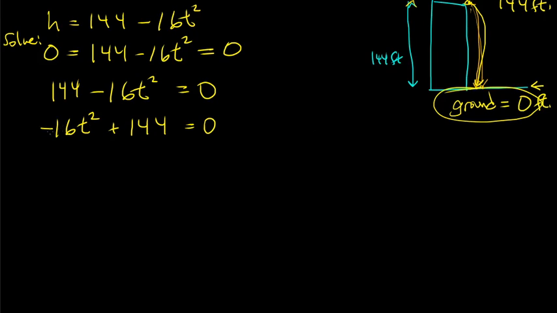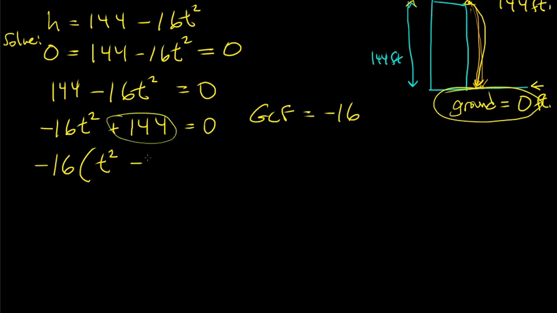And notice that it's just two terms, right? So we're not going to use the AC method here because there's only the two terms. How do we factor this over here? Okay, so hopefully you remember the first thing you look for is the GCF. And the GCF in this case is negative 16. So we can factor out the negative 16, leaving us with t squared minus, right, because a negative times a negative is positive 144. So 144 divided by negative 16 is negative 9. So minus 9.